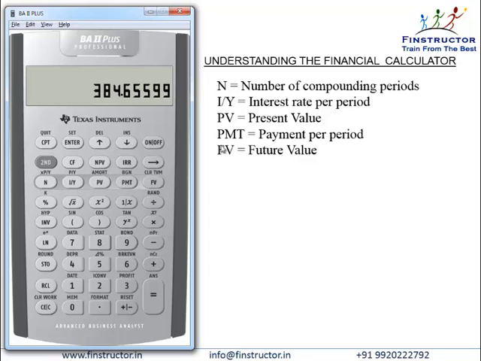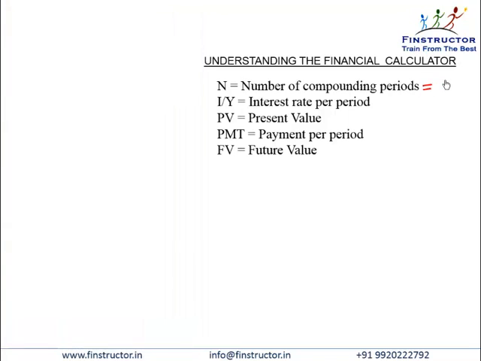The property of the TVM sheet is that if you give it any 4 inputs, it will calculate the 5th one for you. So any 4 inputs given, the 5th one will be calculated. So in our question, what is n equal to? 5 years or 5 compounding periods? The interest rate per period is equal to 9% or 0.09.